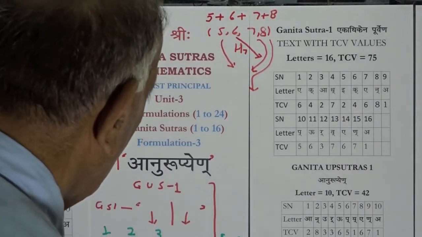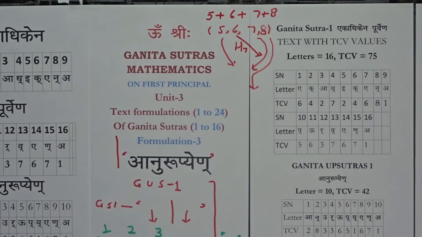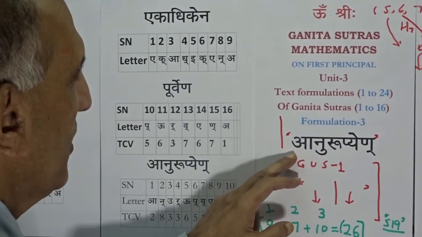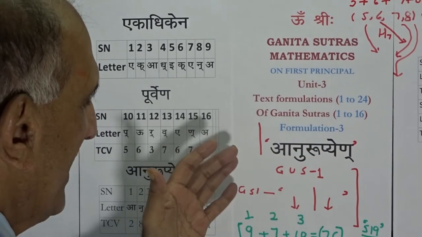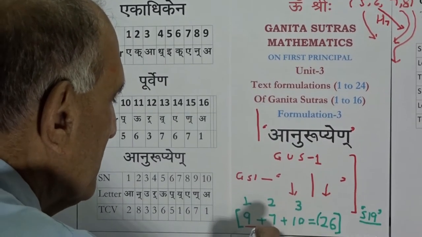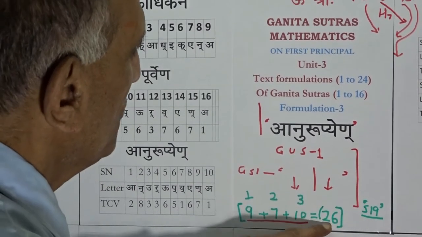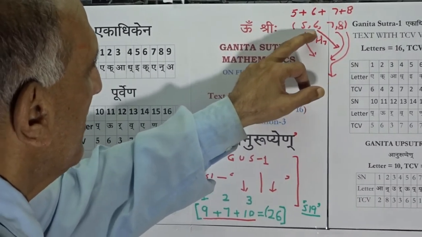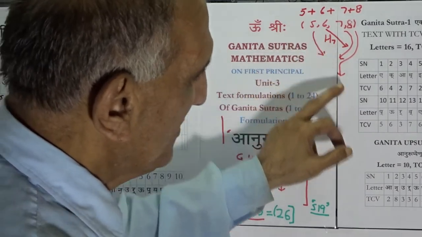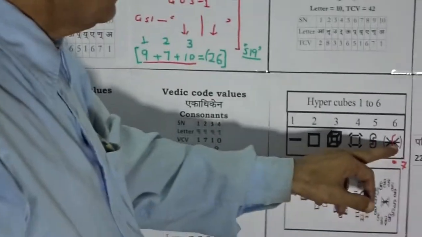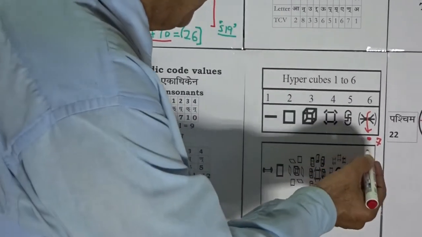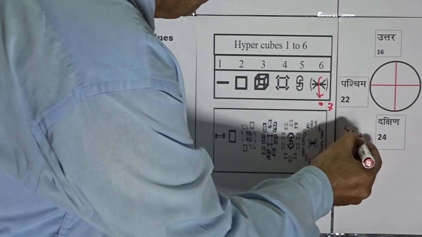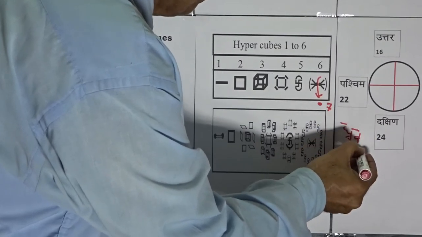Therefore, it straightway can be implied that the text of Ganita Sutra 1 as ekadhiken purven, together with the text of Ganita Upasutra 1 as anurupen, as a scripture of 26 steps with organization of value 26 as 5, 6, 7, 8 parallel to fourfold manifestation layer of hypercube 7, the representative regular body of a 7 space in the role of an origin. And further, it is Dhruv pole star in the role of an origin of our solar universe.